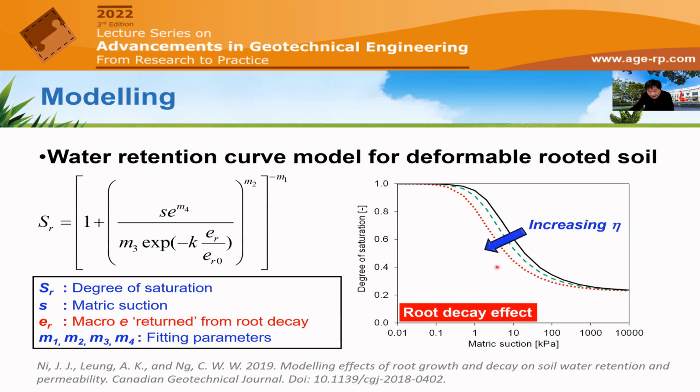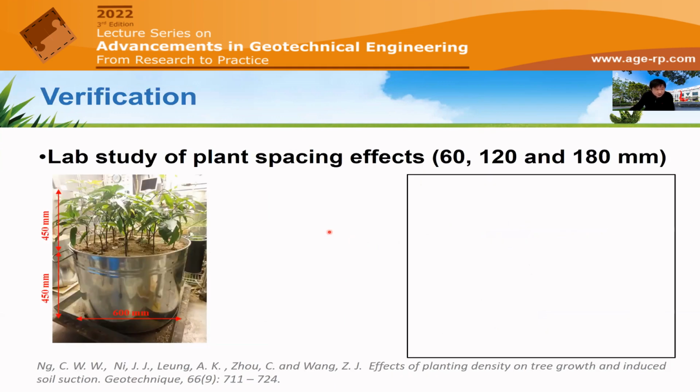So if you look at the decay effect by parametrically changing this eta value, you will see a decrease in the water retention. Okay, that again makes sense, because when the roots return the pore space to the soil, you create a more apparent loosening effect to the soil, and that's why you have a reduction of the water retention effect on the curve. Okay, so now let's verify the theoretical consideration of our model.